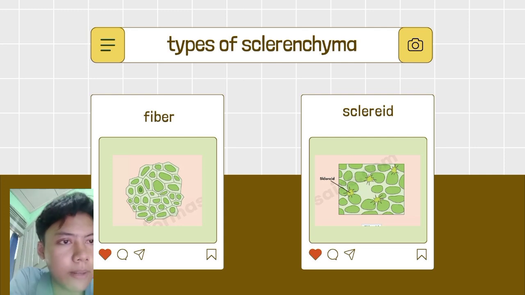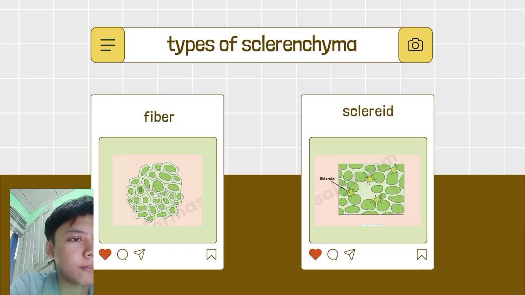Next is sclereid. Sclereids are one type of cell found in sclerenchyma tissue in plants. The cells have special characteristics and functions that distinguish them from other types of sclerenchyma cells, namely fibers. And here are some of the characteristics of sclereids. One, irregular shapes.